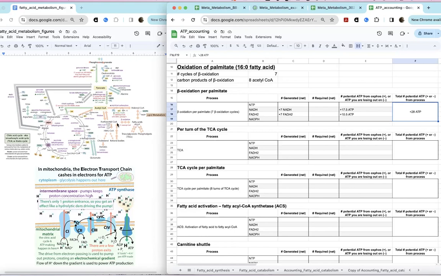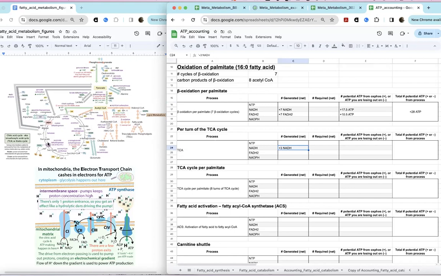For each turn around the cycle, let's think about what we have. We generate 1 NADH here at this isocitrate dehydrogenase step, another at this alpha-ketoglutarate dehydrogenase step, and a third at this malate dehydrogenase step. So if we consider our NADH, we're going to be generating 3 NADH per turn of the citric acid cycle. What else are we generating?